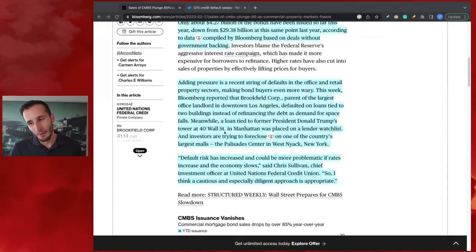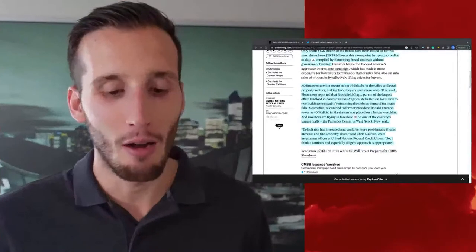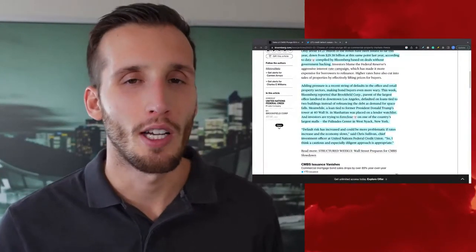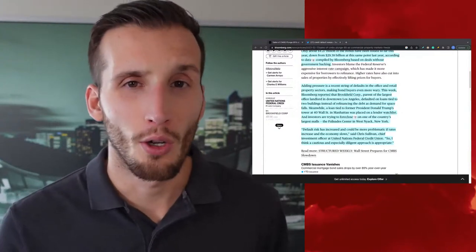So very, very interesting. A loan tied to former President Donald Trump's tower at 40 Wall Street in Manhattan was placed on a lender watch list. And investors are trying to foreclose on one of the country's largest malls, the Palisades Center in West Nyack, New York. Probably butchered that word. So you can see that all this is kind of crumbling right now. And, you know, Canada's involved. All these other countries are involved in Europe right now.